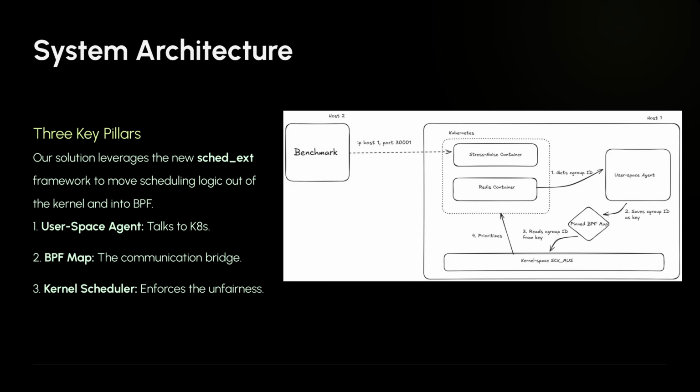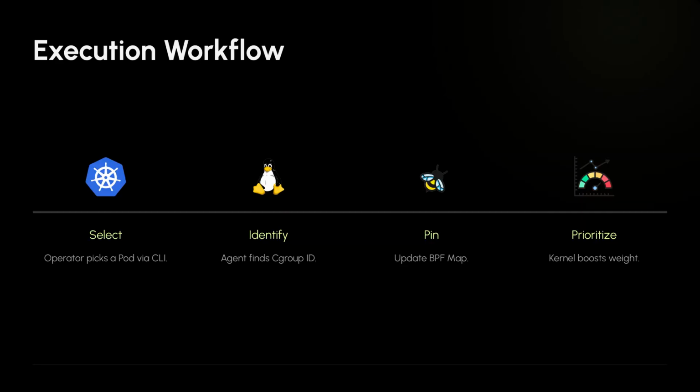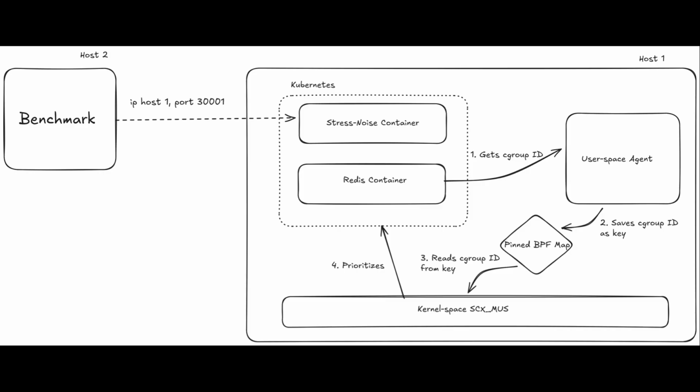Built using the new sched_ext framework, SCXMUS allows us to move scheduling logic out of the kernel and into BPF. Our goal was simple: create a pipeline where a Kubernetes operator can point to a specific container and say, this one matters more. The scheduler then ensures that specific cgroups get prioritized CPU time, regardless of what the neighbors are doing. Here is how it works under the hood.